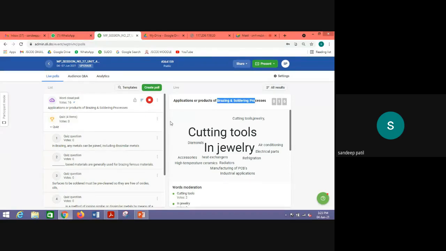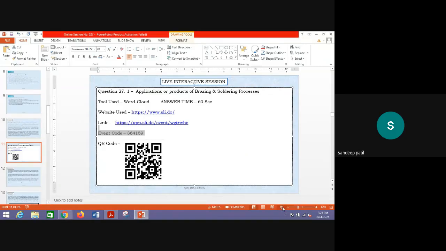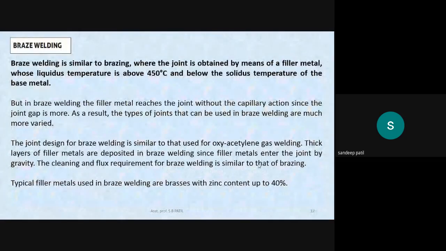So we have got a few of these applications of products. Let us stop this now and we'll quickly move to our next session. The next point is braze welding.